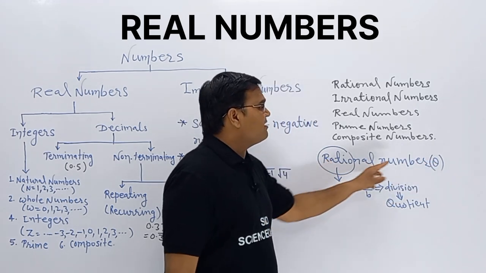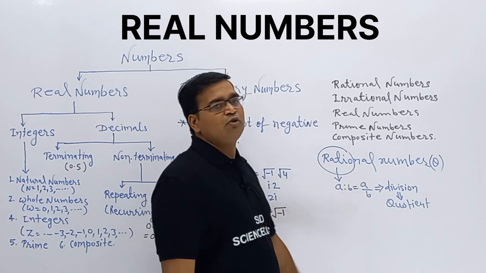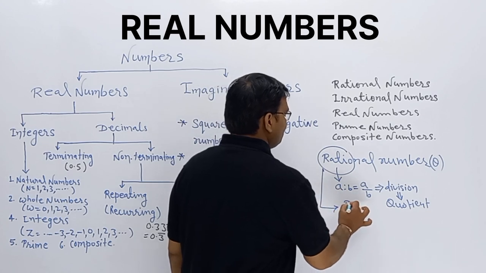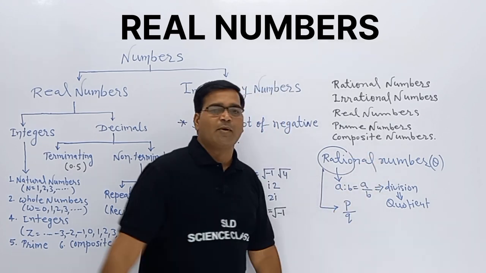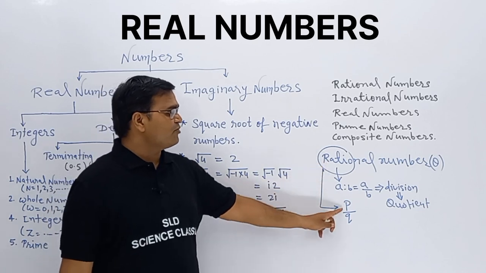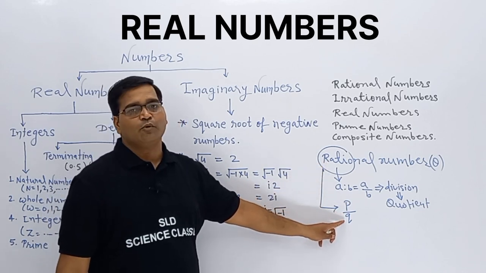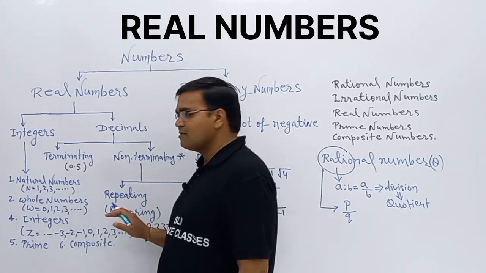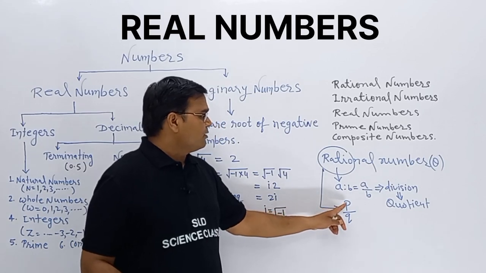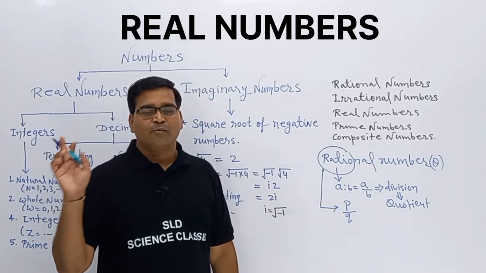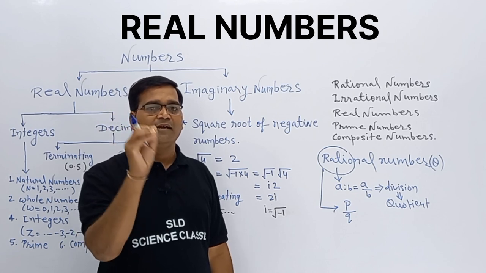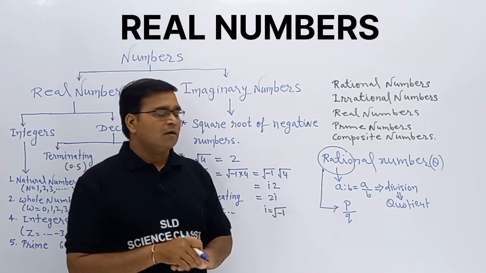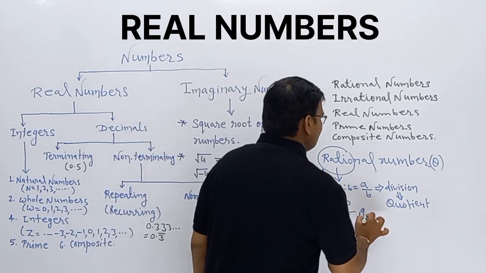Now, in rational numbers we have a ratio. So we can say rational numbers are expressed in the form of P upon Q. What about the rational numbers? Rational numbers are expressed in the form of P upon Q, where P and Q are what? Integers. We already studied integers. So P and Q are integers, so counting numbers, 0 and negative counting numbers, we can put at the place of P and Q. But Q should not be equal to 0.